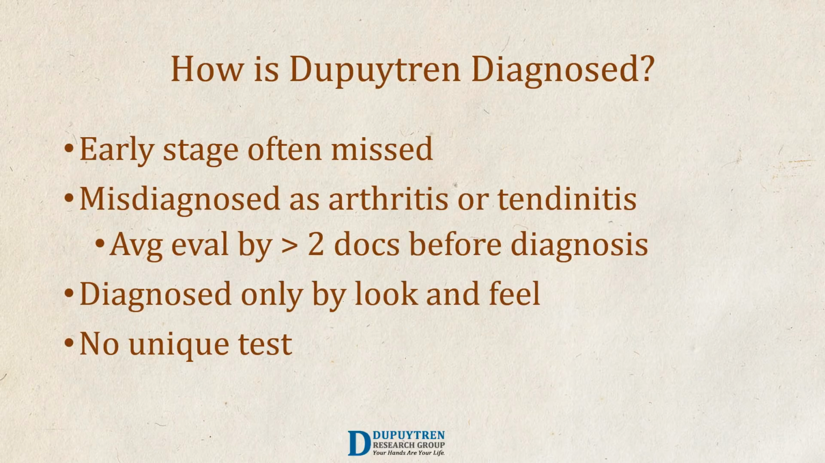Having said that, it is somewhat baffling how often Dupuytren disease is misdiagnosed or missed, particularly in early stages. People who have Dupuytren in their family are often diagnosed by a family member who has personal experience with it, but people who don't may misdiagnose it themselves as arthritis or tendinitis, and unfortunately, people who have their first diagnosis made not by a family member but by a physician will have seen more than 2 doctors for the condition before they get an accurate diagnosis.